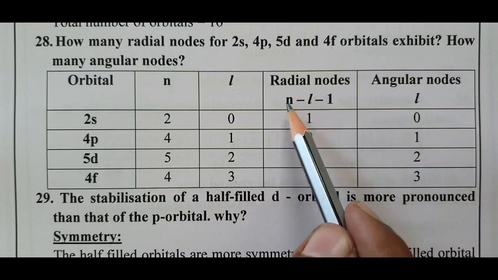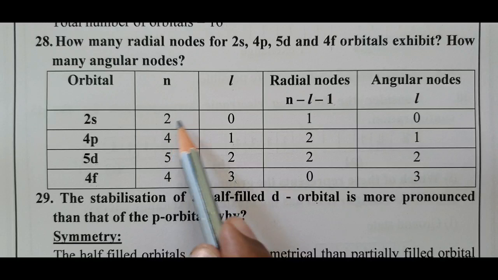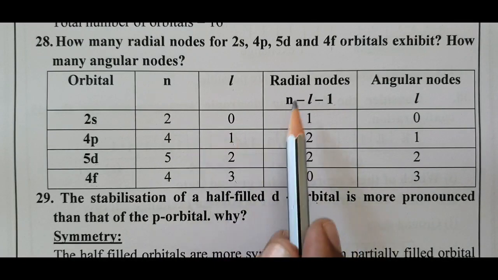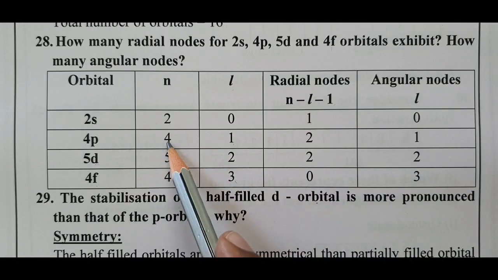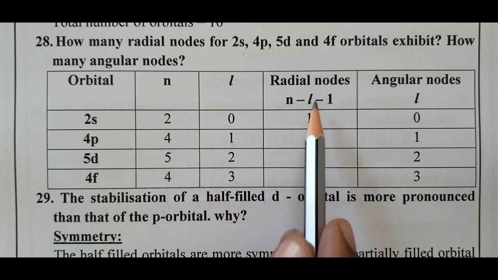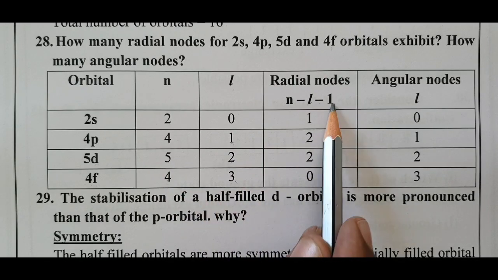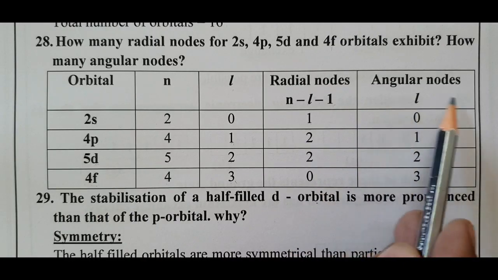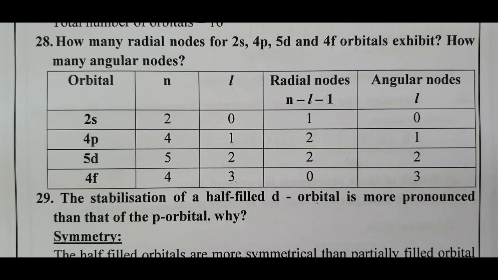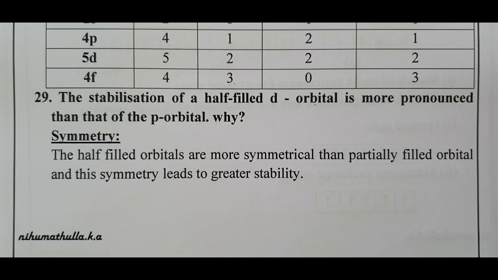Radial nodes we can find from the formula n minus L minus 1. N value 2 minus 0 equal to 2, 2 minus 1 equal to 1. For the second orbital, 4 minus 1 equal to 3, 3 minus 1 equal to 2. 5 minus 2 equal to 3, 3 minus 1 equal to 2. 4 minus 3 equal to 1, 1 minus 1 equal to 0. Angular node is nothing but the L value: 0, 1, 2, 3. This is question number 28. Come to question number 29.